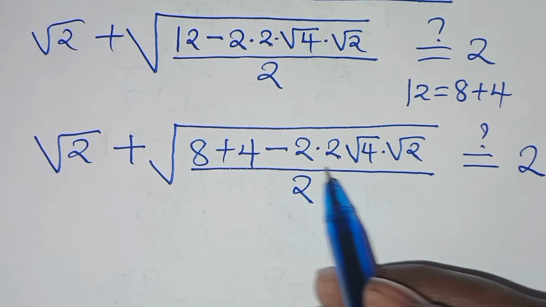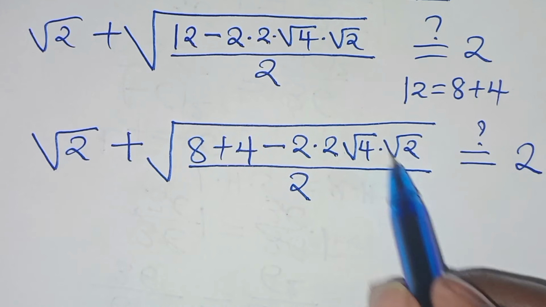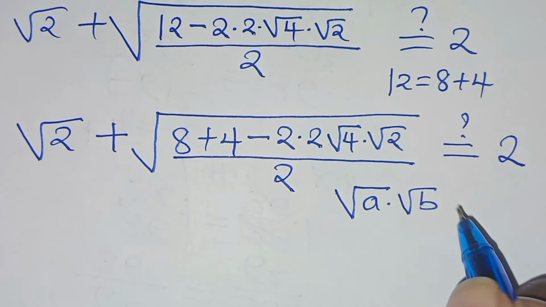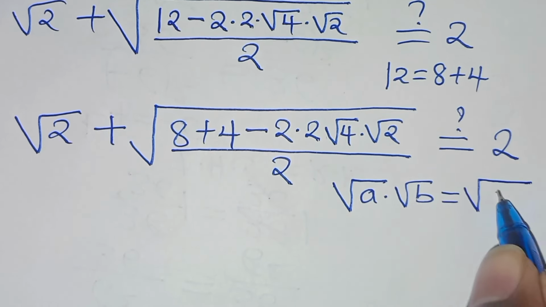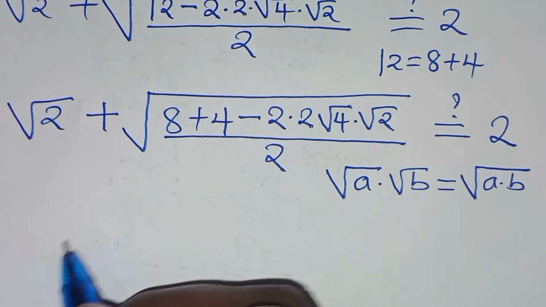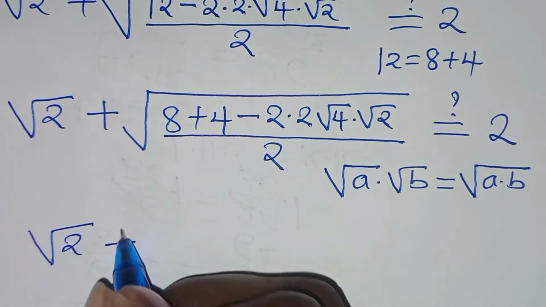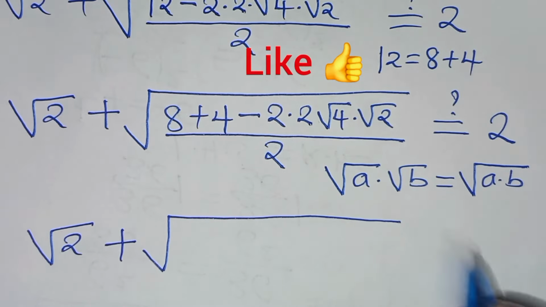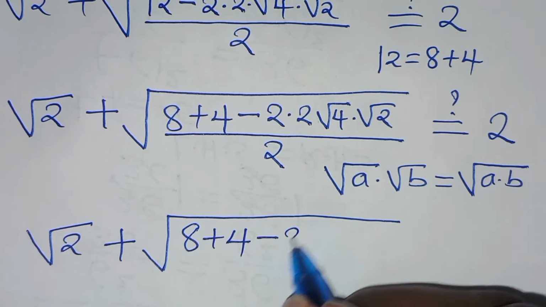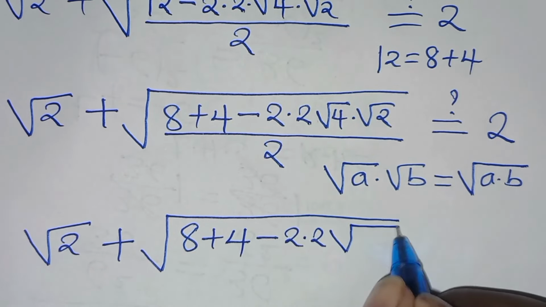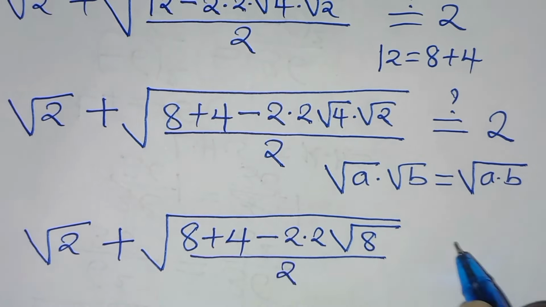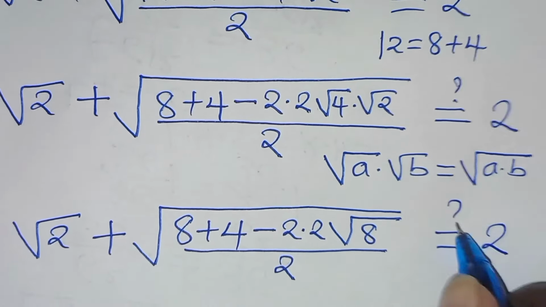The next step is that we have square root of 4 times square root of 2. This is in the form of square root of a times square root of b, which we can express as square root of a times b. Let's apply this property so that we have square root of 2 plus square root of 8 plus 4, subtract 2 times 2, square root of 4 times 2, which is 8. Everything here divided by 2. This is supposed to give us a value of 2 from here.